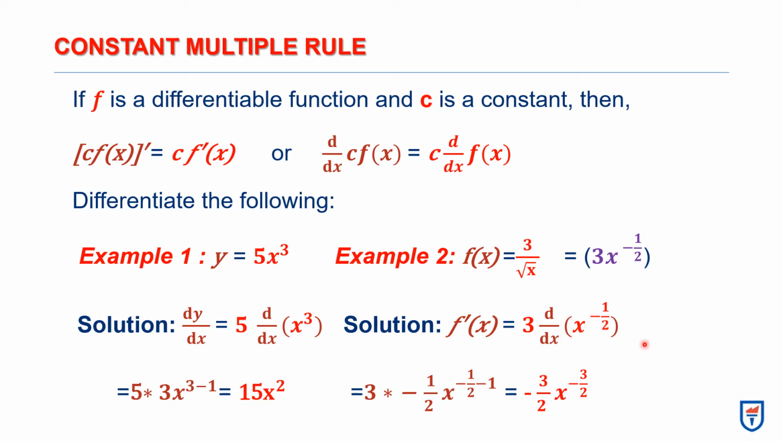So we focus on differentiating x to the power minus half, and the result of the derivative we then multiply with 3. When we're differentiating x to the power minus half, we use the power rule. So we take the power, which is minus half, then we say times x to the power minus half minus 1, and then the result we multiply with 3. Then we end up having the final result as minus 3 over 2 x to the power minus 3 over 2.